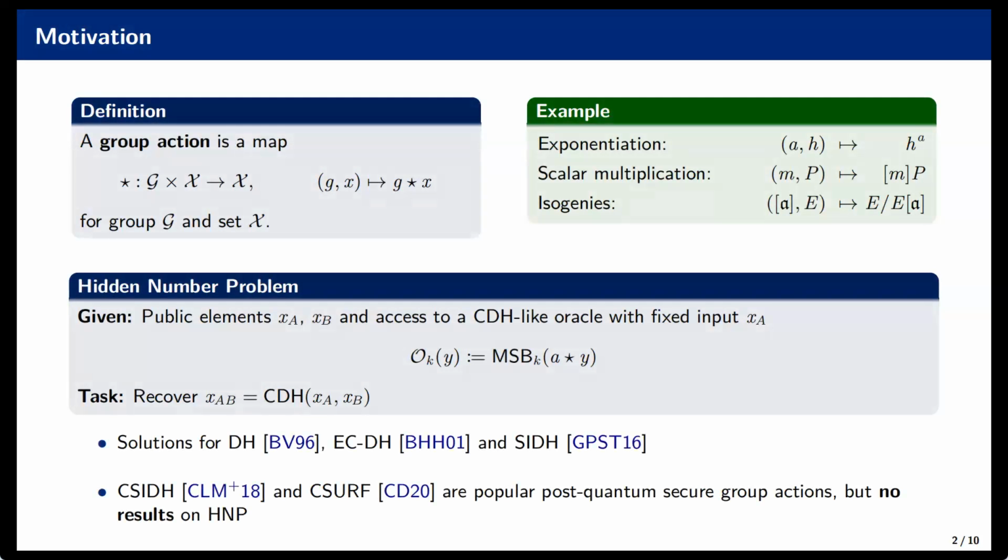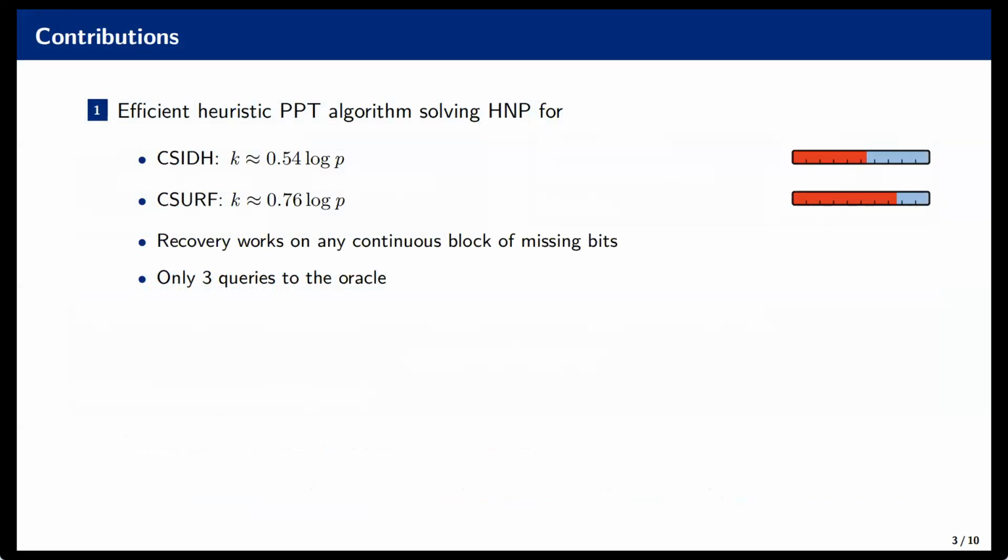Now, this problem has been looked at in many contexts before, right? So, for example, in the Diffie-Hellman case, as well as in elliptic curve cryptography, and also in the post-quantum SIDH, although SIDH is technically not a group action. However, in the literature, there are two popular post-quantum systems called CSIDH and CSURF, which are also commutative group actions. However, there has not been any result on it. And this is what we try to solve.